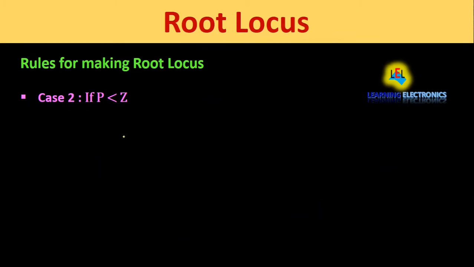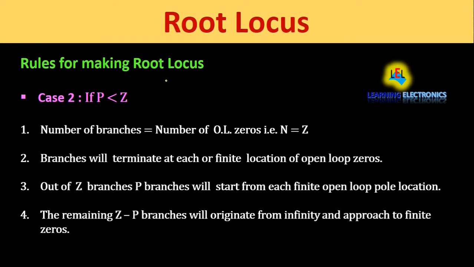Now let us take another case. Case number 2 is if the number of poles p is smaller than the number of zeros z. In this case, the number of branches in the root locus will be equal to the number of open loop zeros, that is n will be equal to z here. The second point is that branches will terminate at each finite location of open loop zeros. Out of z branches, p branches will start from each finite open loop pole location, and the remaining z minus p branches will originate from infinity and approach finite zeros.